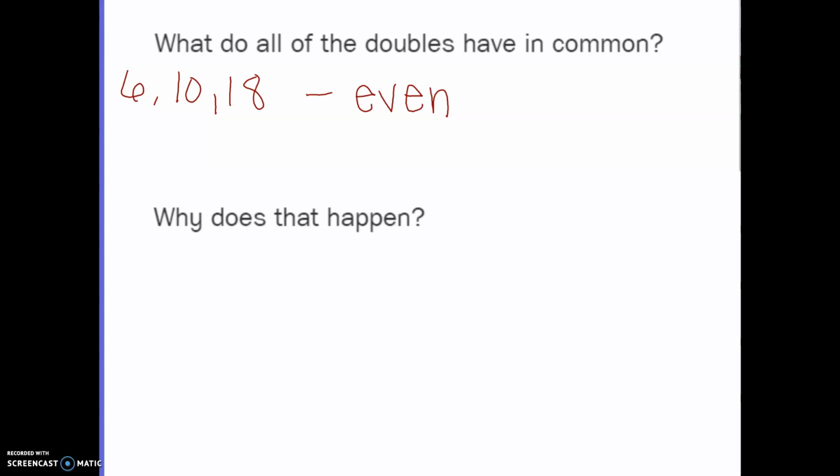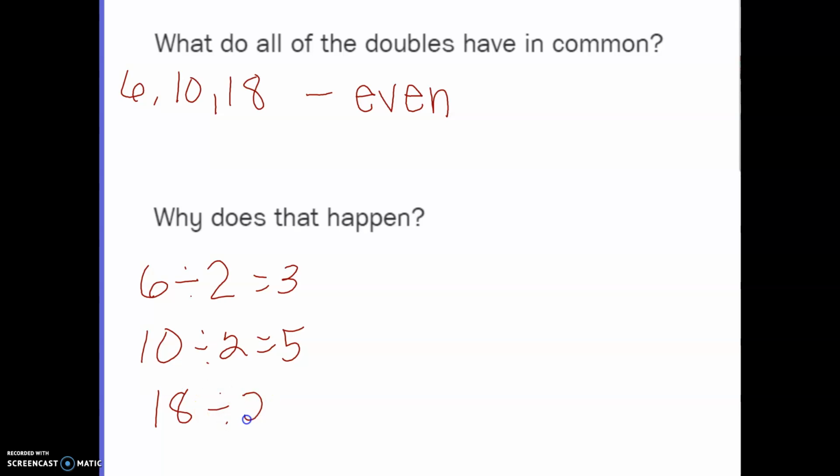Well, that's because each of these doubles can be divided into 2 equal groups, without any left over. So I can divide 6 divided by 2 is going to be 3. 10 divided by 2 is 5. 18 divided by 2 is 9.